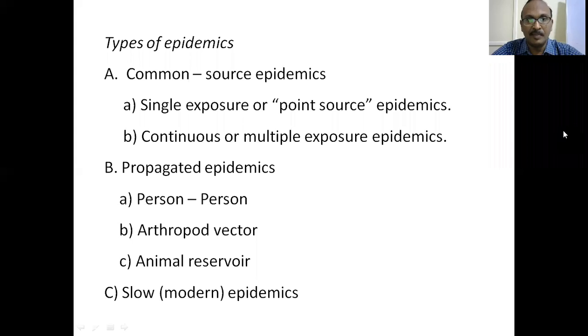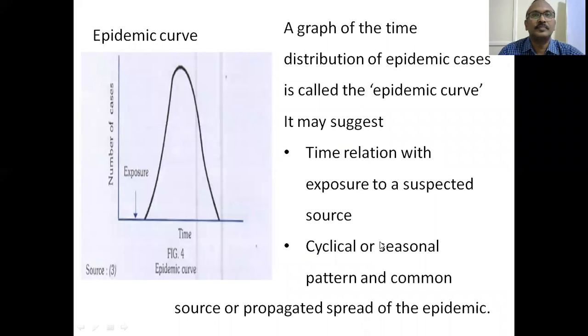The third type of epidemic, under short-term fluctuations or short-term trends, is slow or modern epidemics. So you can remember by this mnemonic CPS: common source epidemics, propagated epidemics, slow or modern epidemics, in short-term fluctuations or periodic fluctuations. This can be a short note in the university examination, that is short-term fluctuations. The entire time trends can be a long question in the university examination.